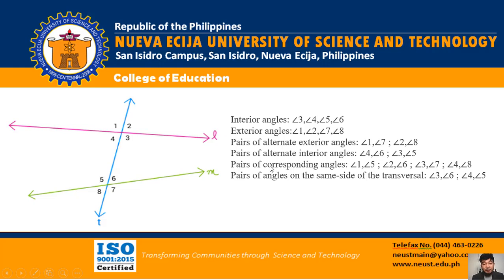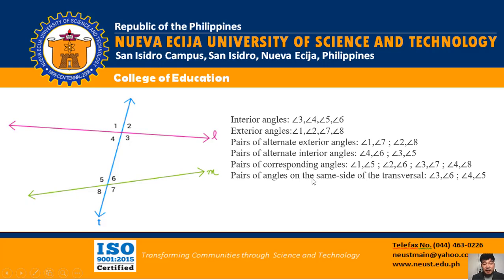Next, we have pairs of corresponding angles. Corresponding angles meaning one in the exterior and one in the interior of the transversal, but they lie on the same side of the transversal line. We have 1, 5, then 4, 8, 2, 6, and 3, 7. So all these are pairs of corresponding angles, and corresponding angles are congruent as well.